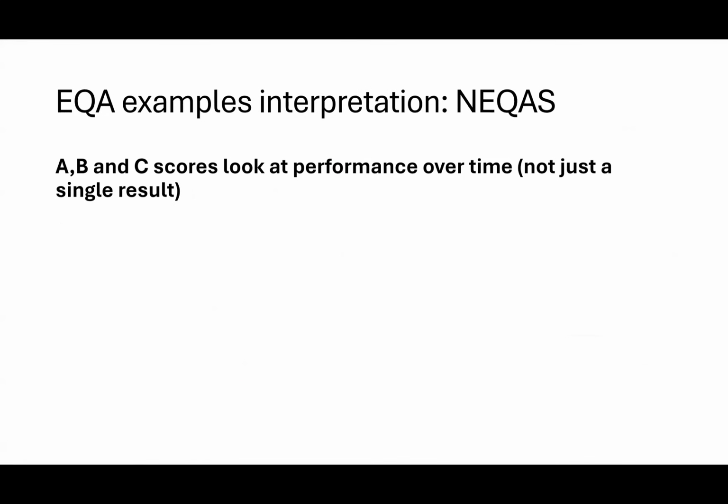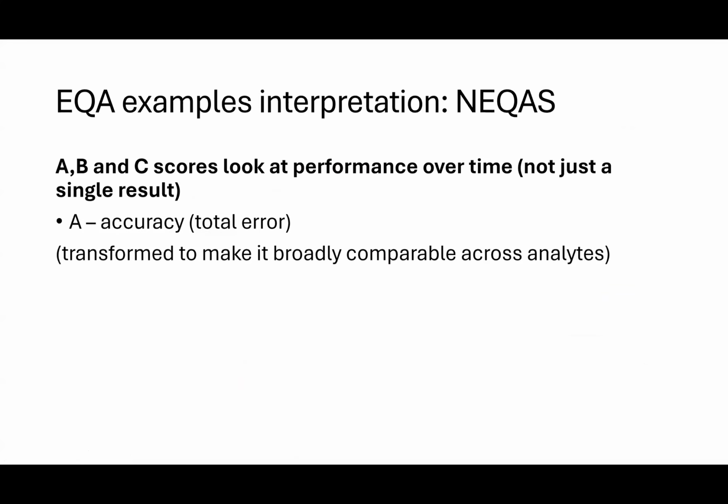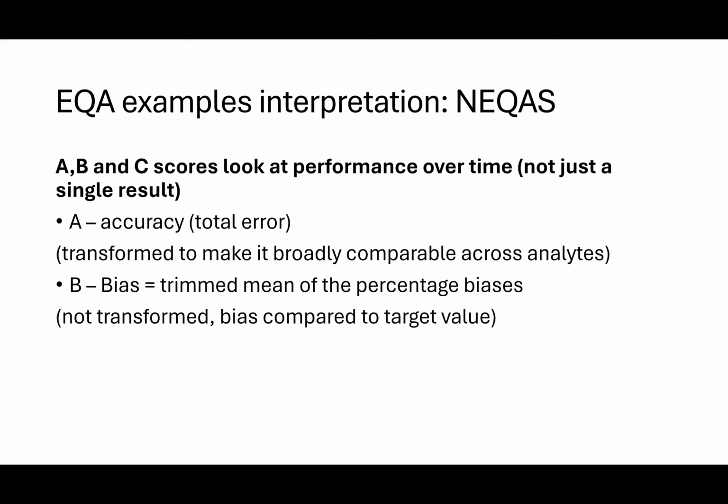Okay, yes, so just to reiterate, A, B, and C scores look at the performance over time. So they're not looking at a single result. And the A score, or the accuracy score, like the specimen accuracy index, is transformed to make it broadly comparable across different analytes. The B score is how far away you are by a percent on average from the target. So it's the average of the specimen percent biases in the time window. But the important point is the bias, the B score is not transformed.